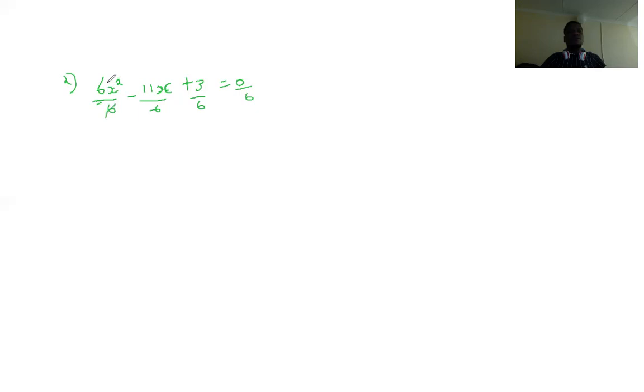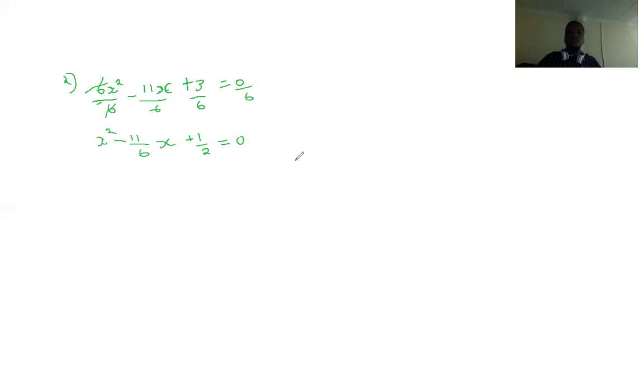So this one cancels that one, and you're going to have x squared. This one remains 11 over 6 x. This one becomes a half. This one becomes a 0. So that's the first step. Whenever you have a number that is not 1 here, you divide throughout by that number. So now you have this, and now we have a 1.